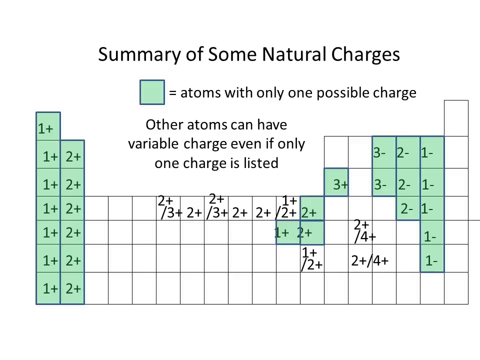You can see the pattern that we have. The first column has 1+ as the natural ionic charge for when they're in compounds. Second column, +2. The halogens, -1. The column with oxygen, -2. I've put some other charges here for you, and you can use them when doing problems.